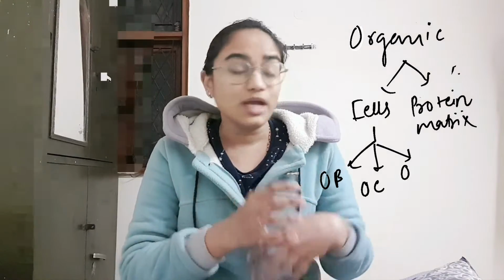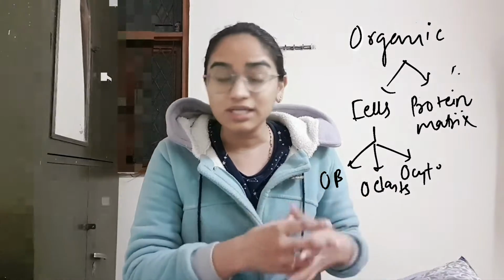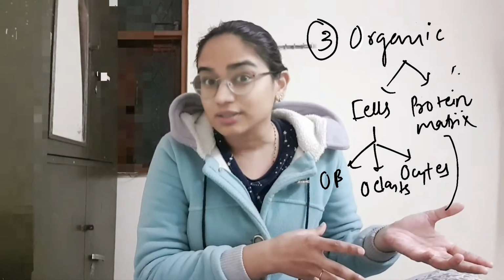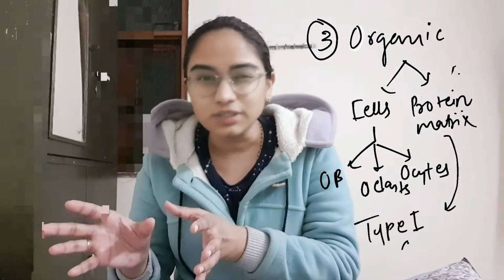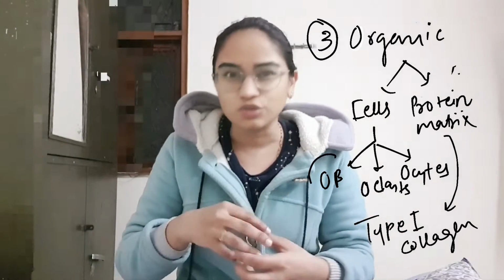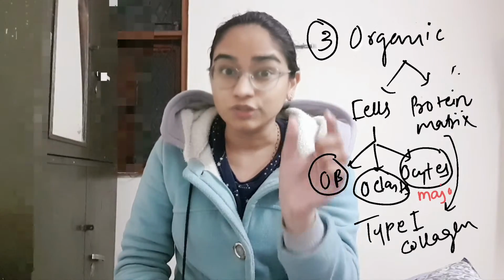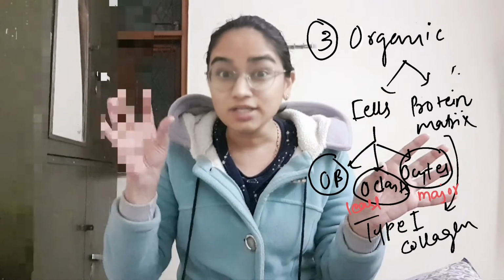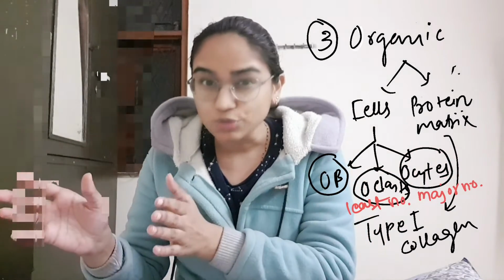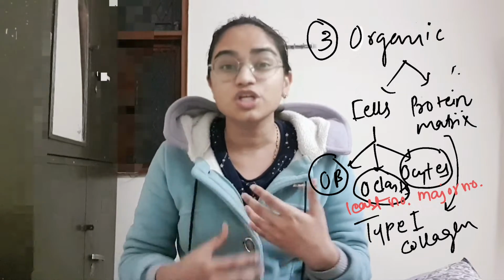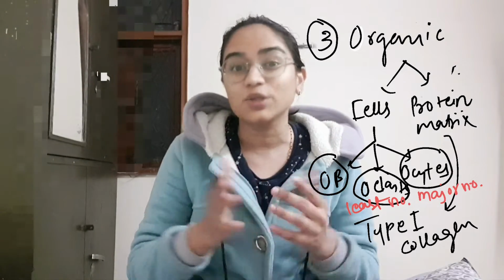Now, the next thing is the organic component. What do you mean by organic component? What are the parts of organic component? Well, there will be some cells that will help in bone formation, and there will be some cells that will lead to bone destruction, right? And there must be something that must give some structure to the bone as well, right? So that is protein matrix. So the organic component of the bone contains cells and protein matrix, right? So this protein matrix is majorly composed of which type of collagen? It is type 1 collagen.